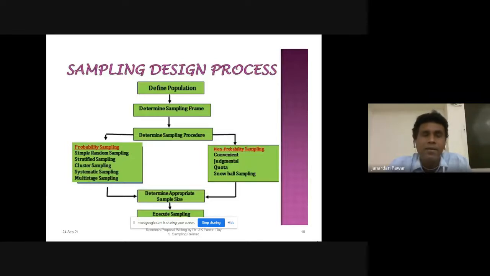It's very simple. Once you are able to find out a method for sampling, then you will be able to find out the sample size. Now a second question may be in your mind: there are n number of sampling methods. Under probability there are 5, under non probability there are 5, so which one should be taken is up to you. You decide.